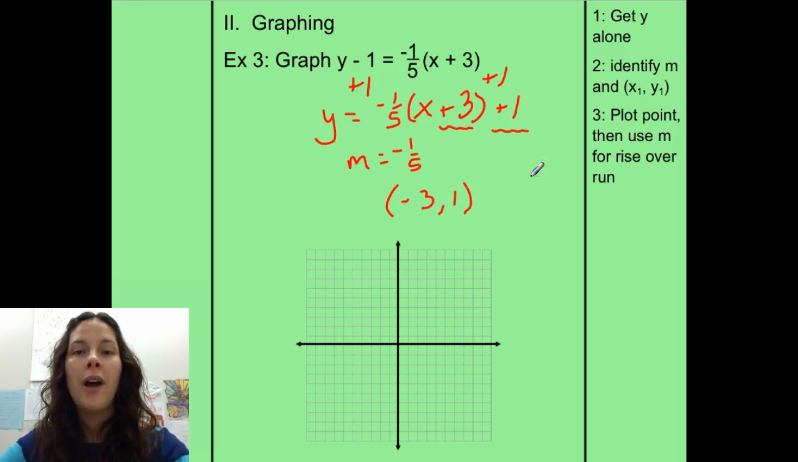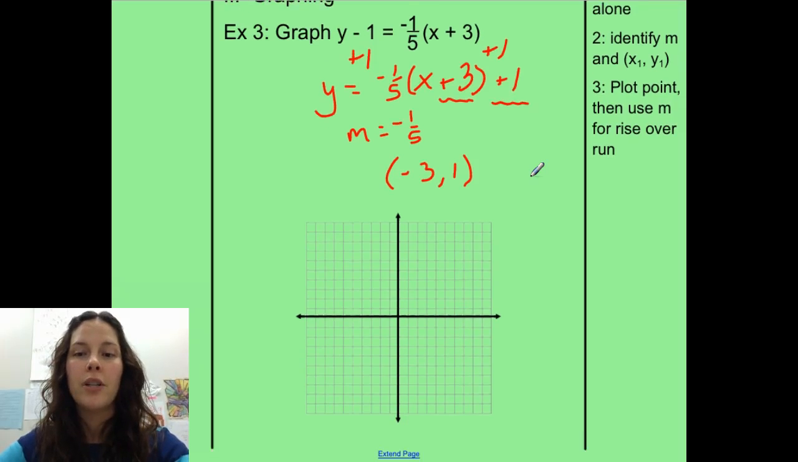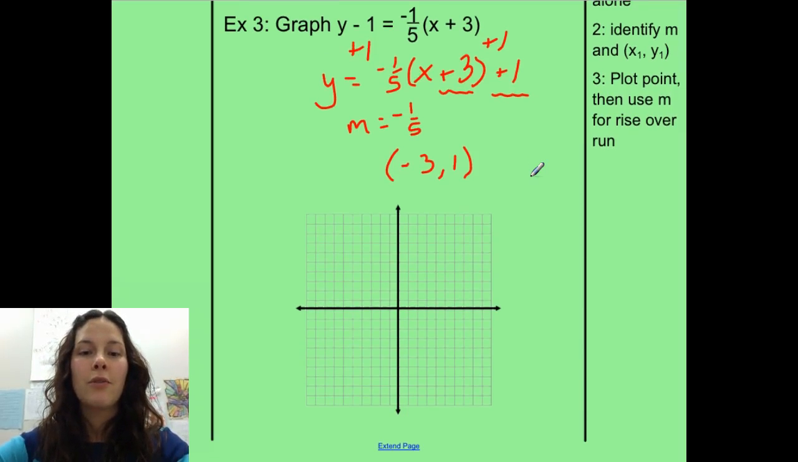When you graph, you have to have a point to start from. So you cannot start by graphing the slope. The slope is a rate of change between 2 points on the graph, so you can't start with a rate of change, you have to start with a point. So we're going to plot our (-3, 1) first. And then from there, we can use our slope of -1/5. Now remember, when you have a negative slope, your line should fall. So you can go down 1 and right 5, or you can go up 1 and left 5.